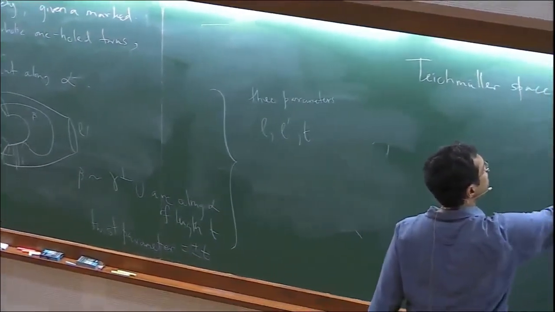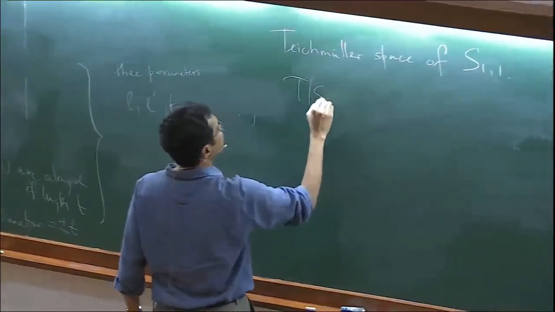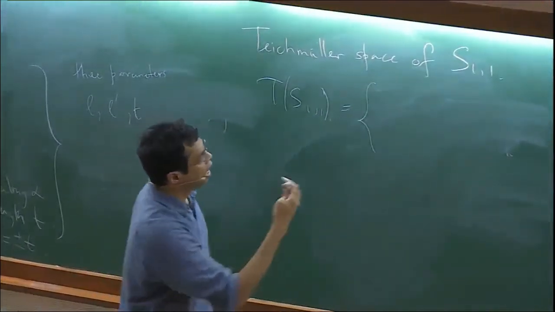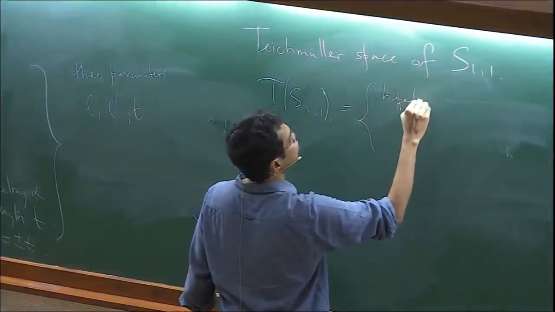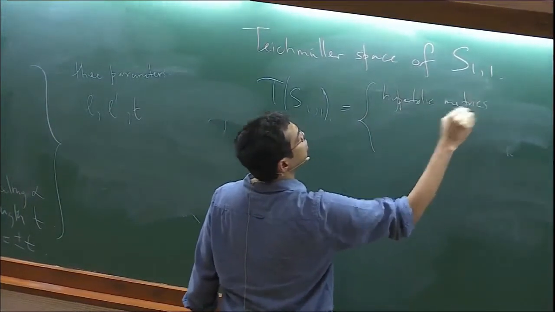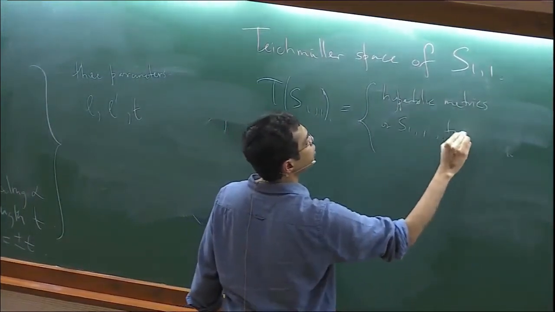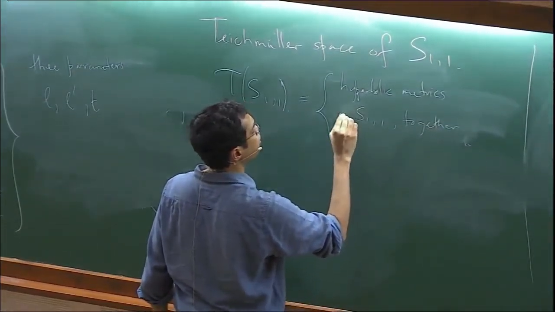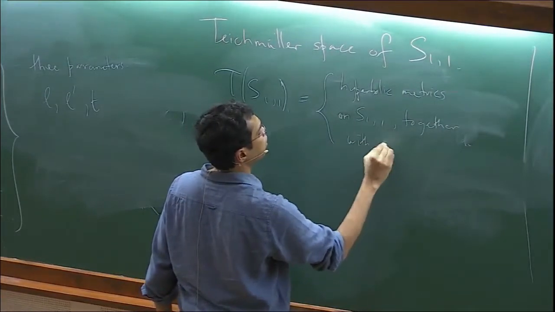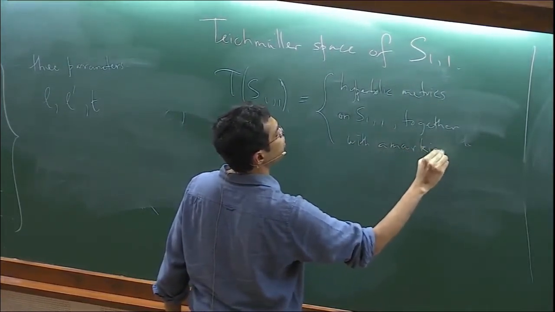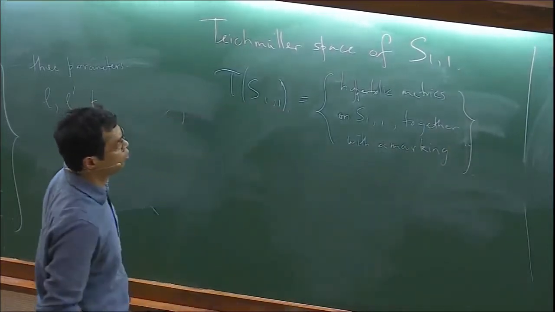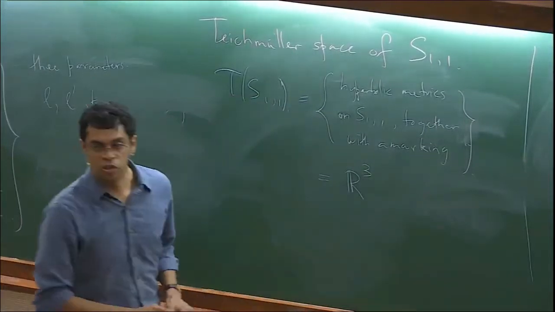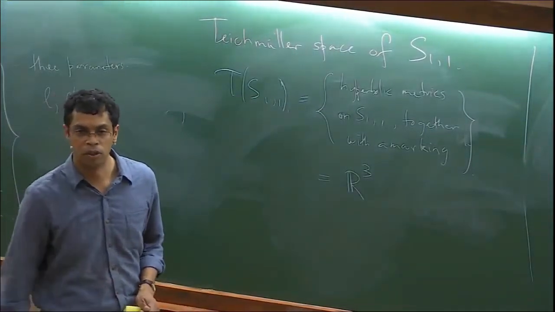of one-hole torus is T(S_{1,1}), we call it, which is the space of all hyperbolic metrics on S_{1,1}, together with a marking. Okay, so together we want marked one-hole tori. So that's what a Teichmuller space for a torus would mean. So that is again equal to R^3, because you have 3 parameters which compute it.